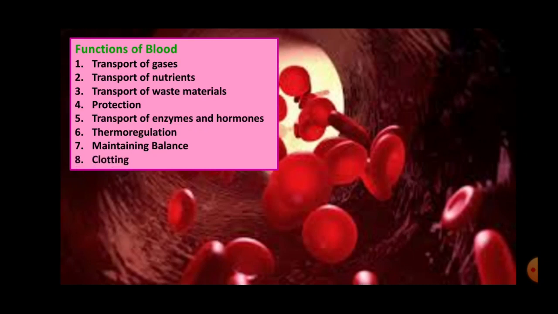And the last function is clotting. As I said, the platelets of the blood, the third type of cells, help in the coagulation of the blood with the help of a protein, that is fibrinogen, which is present in the plasma part of the blood. And this is one of the very important functions, students, because if blood clotting does not take place, then the blood will continuously ooze out of the body and it may lead to the death of the person.